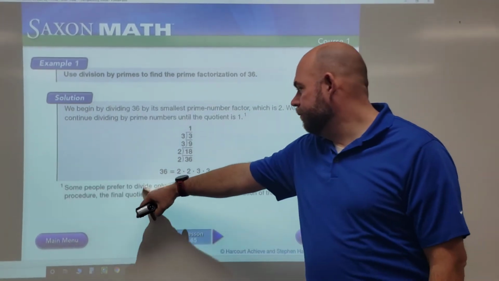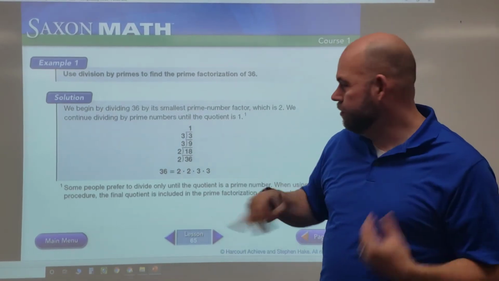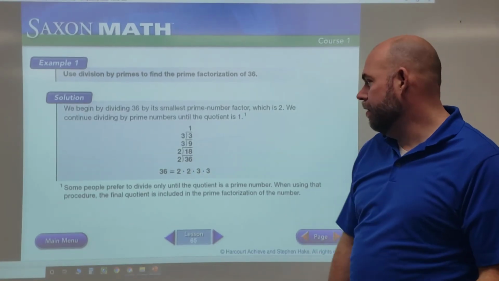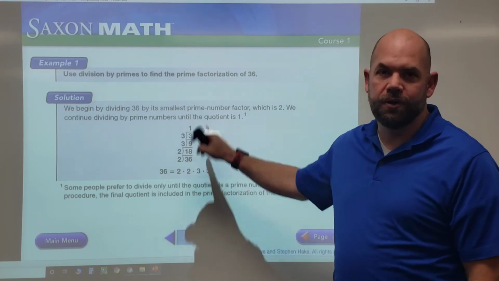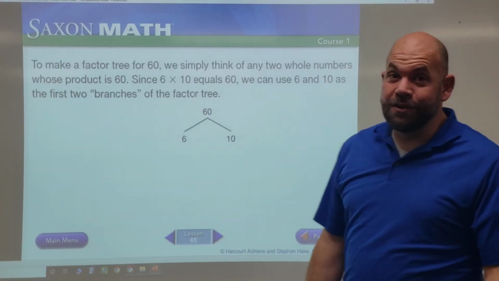It says some people prefer to divide only until the quotient is a prime number. That's me, so I don't do this last step, 3 divided by 3 is 1. It really doesn't matter if you want to go all the way or not. Just remember when we put our prime factors out, we don't need to include the 1. That's the important thing.